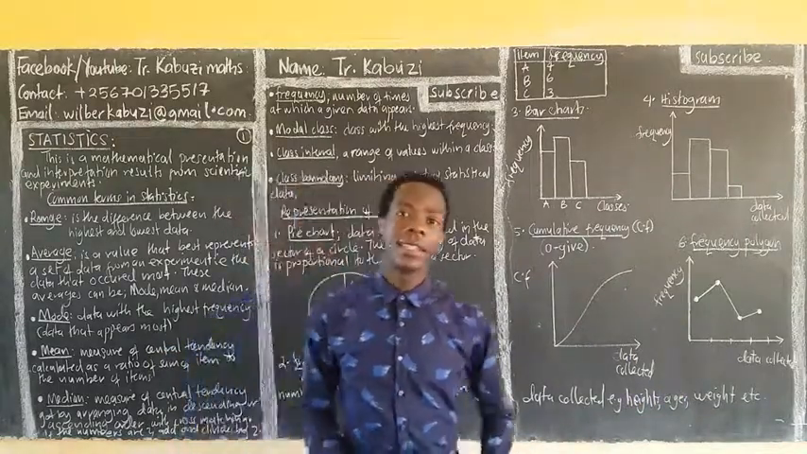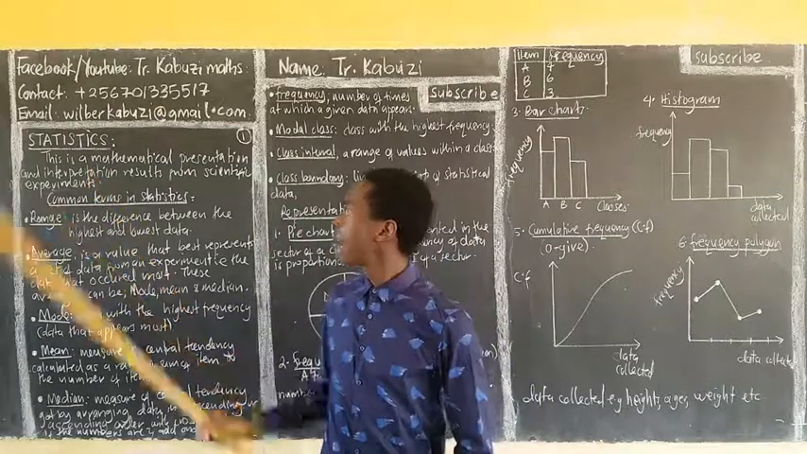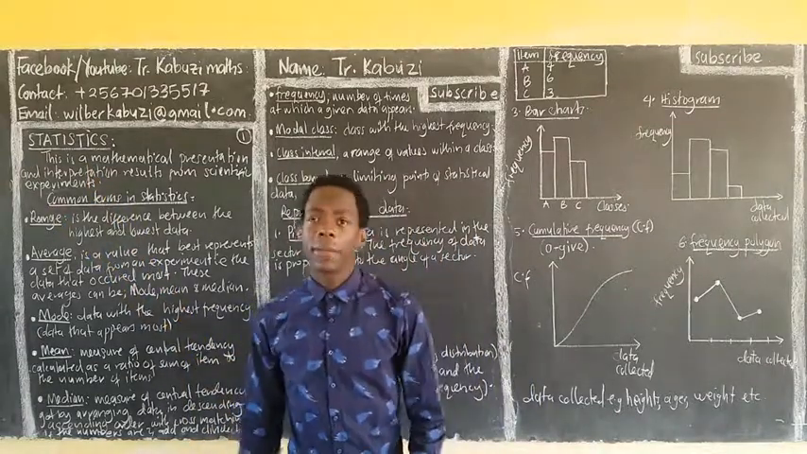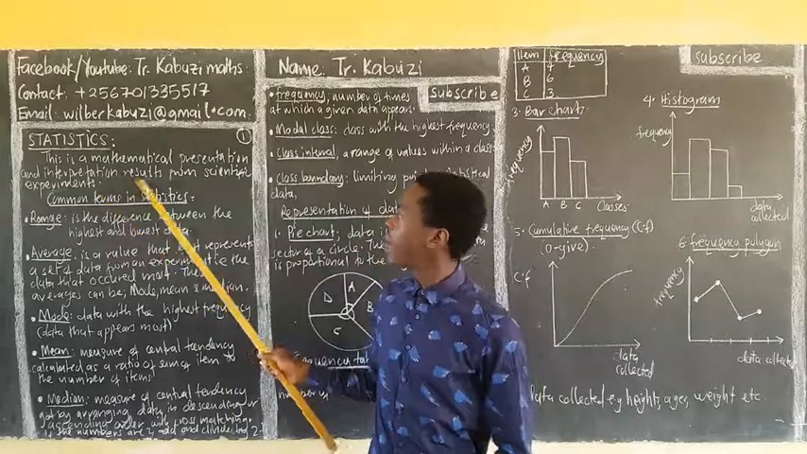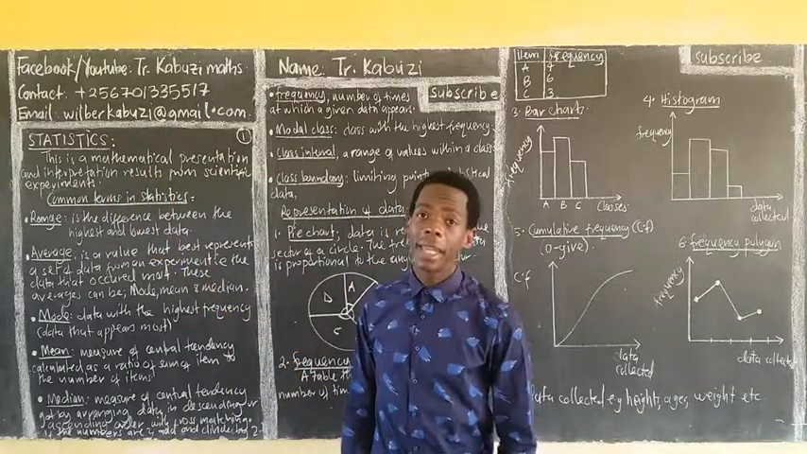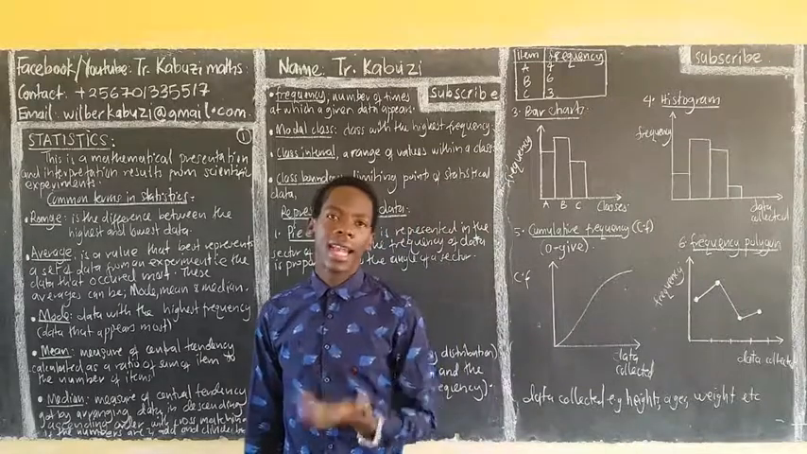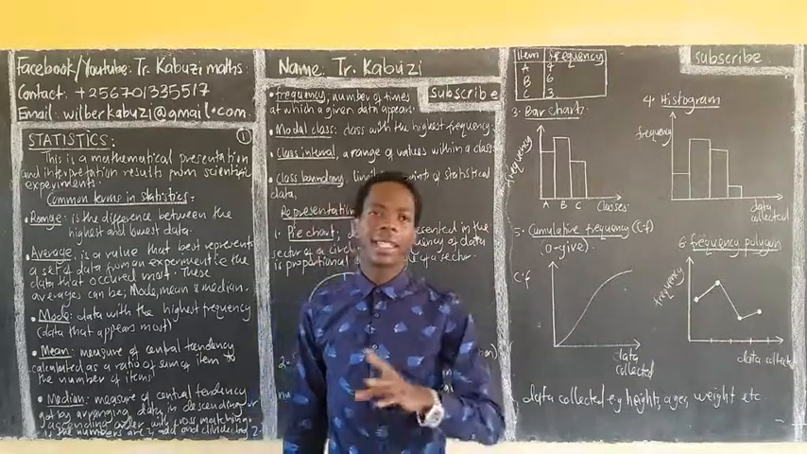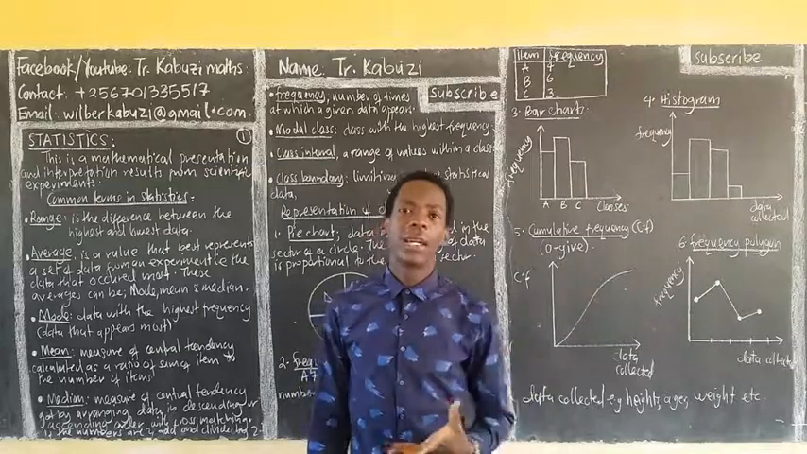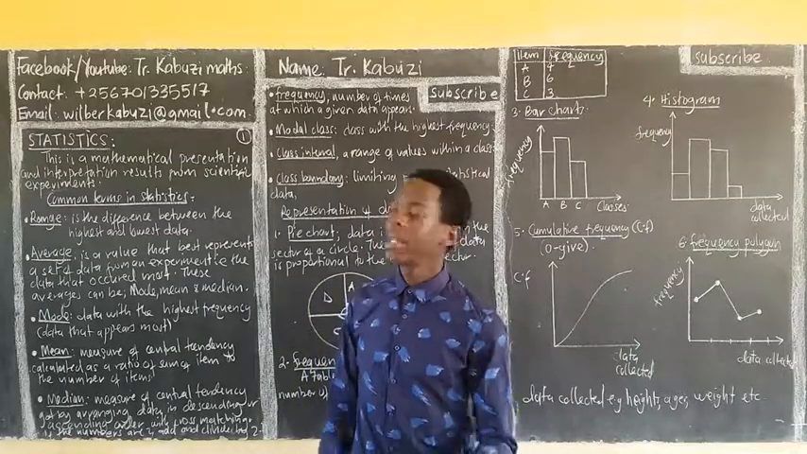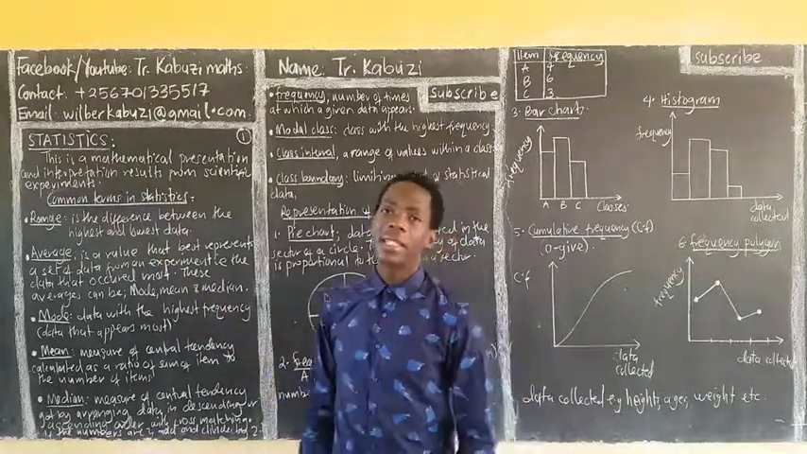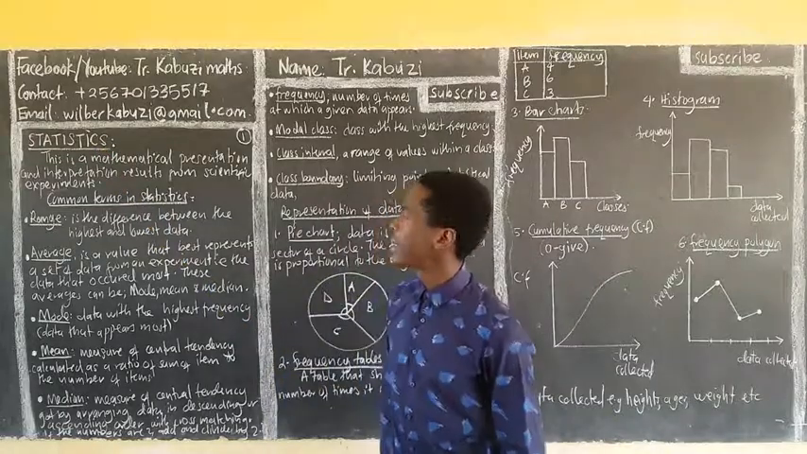Okay, to start with statistics here. The definition is there. It's a mathematical representation of data or results from a scientific experiment. Now everyone, I think you know what we call an experiment. Experiments, these are things you carry out, you get data out of it, and then the data you get, you can represent it in terms of statistics.